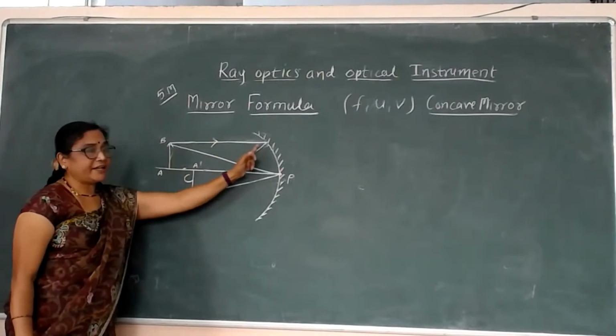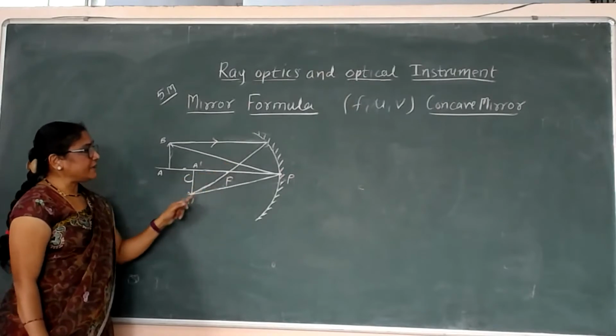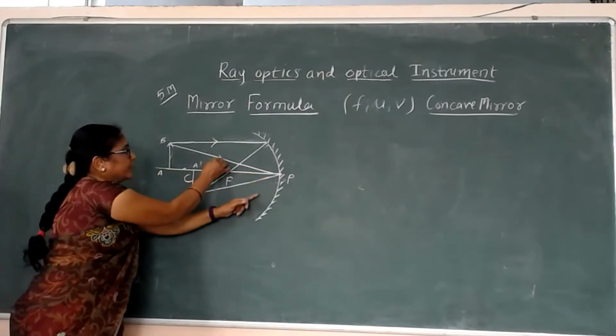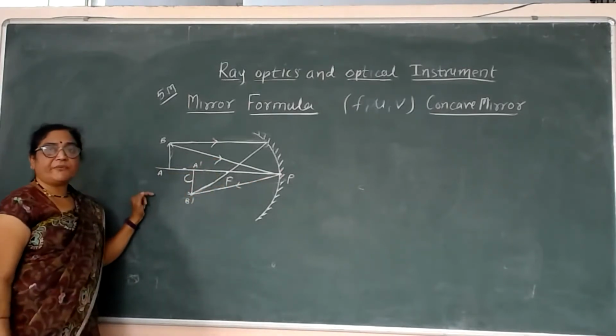The first ray of light is incident on the mirror, which is reflected and passes through the principal focus. Take the second ray of light, which is incident on the pole and which is reflected back by obeying the laws of reflection.